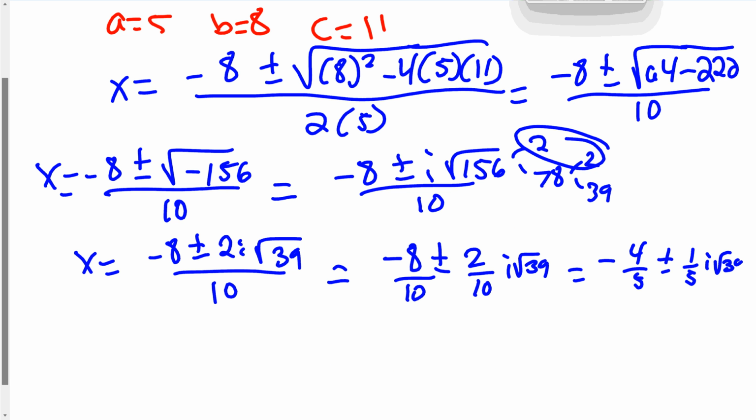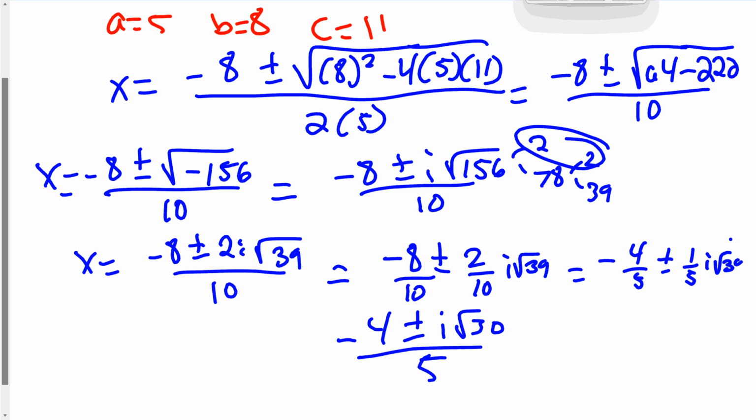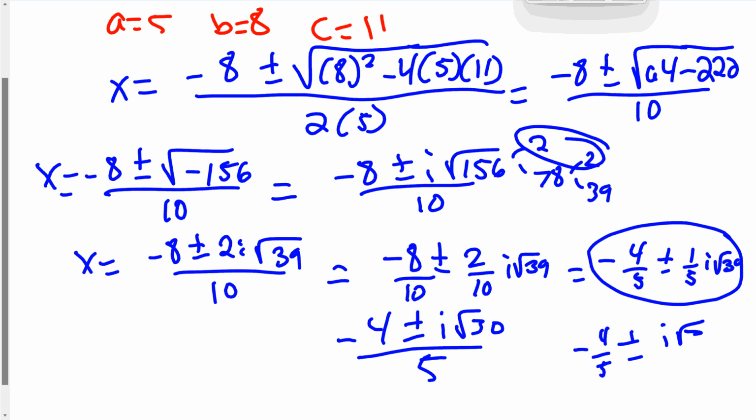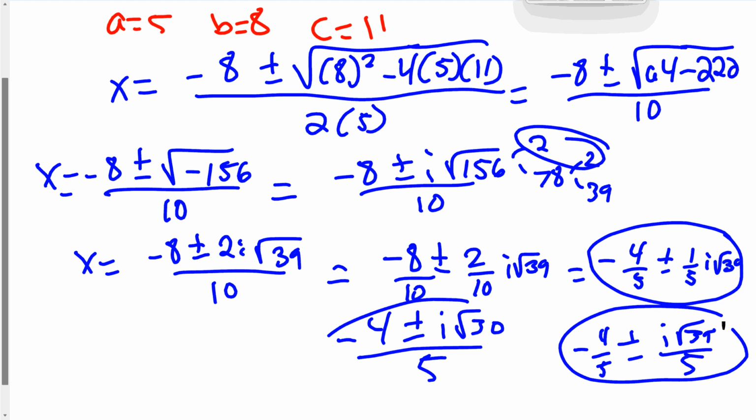Or you could put it back. They're both over 5, right? So I could leave it as negative 4 plus or minus 1i square root 39, and then the whole thing is over 5 since these both are over 5. So either this one, and I could rewrite that too as negative 4/5 plus or minus i square root 39 all over 5 like that. I could write it either one of those three ways. Okay? And that's reduced all the way.